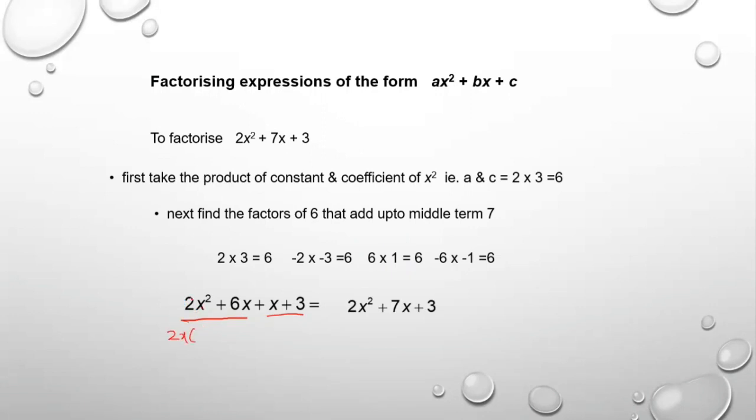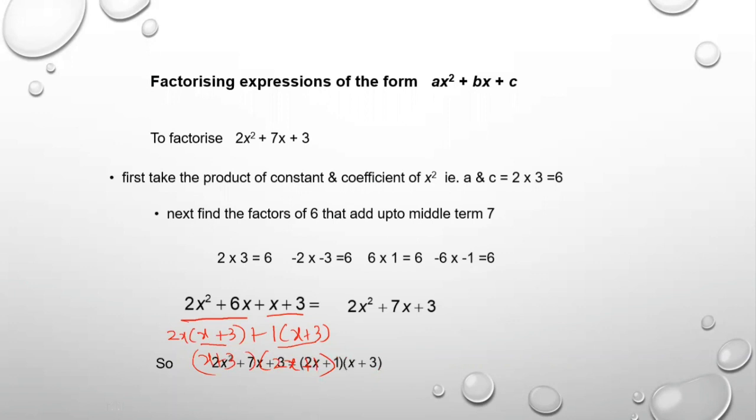From here, 1x has gone, so x is left. 2 into 3 is 6, so x plus 3 plus... remember, always these two brackets will be the same. So plus 1 is common. So now x plus 3 can be taken common. So x plus 3, and whatever is left, we write in the other bracket, 2x plus 1. So this is how the factors of this expression are x plus 3 and 2x plus 1.